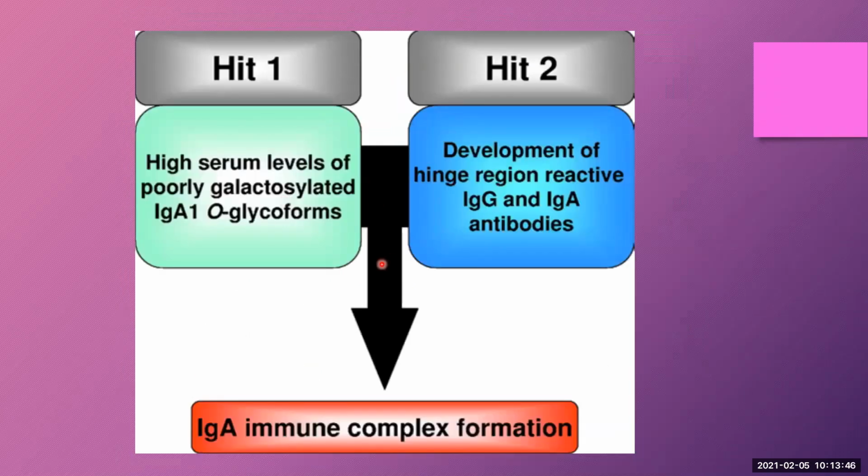So a major theory in IgA nephropathy is that 2 hits are needed in order to result in disease process. So the first hit is what I just showed, high serum levels of these poorly galactosylated IgA antibodies or O-glycoforms. The second hit is our own autoimmunity. That's when the antigen binding sites of our own IgG and IgA antibodies develop against the abnormal hinge regions because they're poorly galactosylated, and then immune complexes form. And that's when the antigen sticks to the antibody, and then they recruit inflammation together, leading to that glomerular disease.